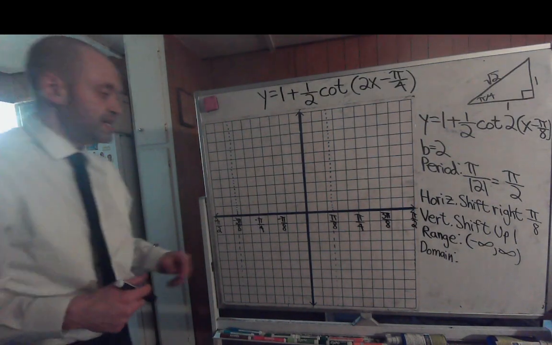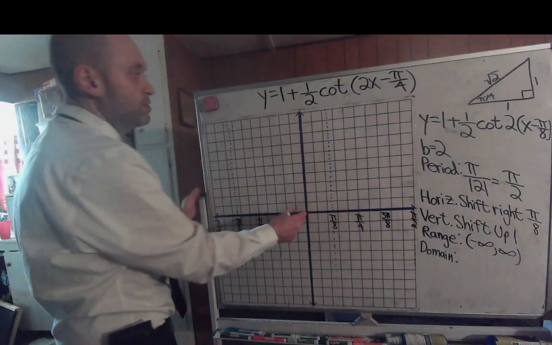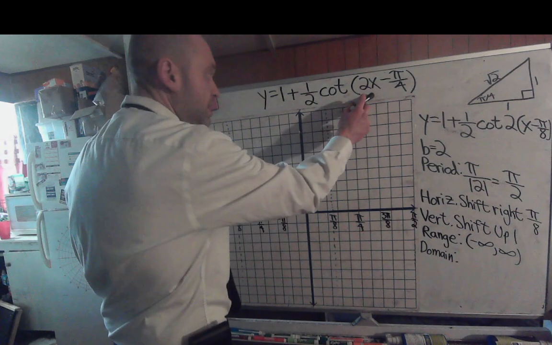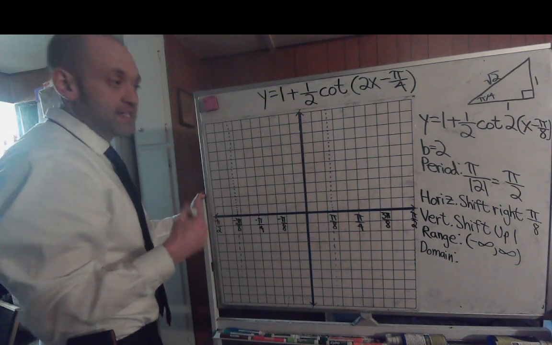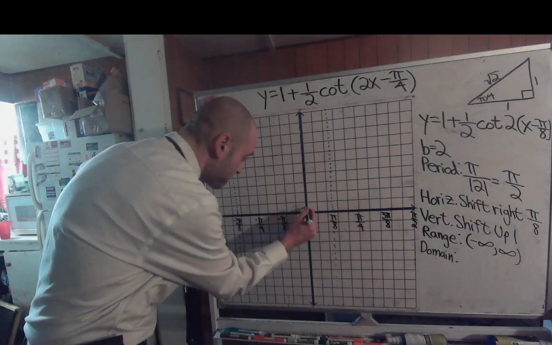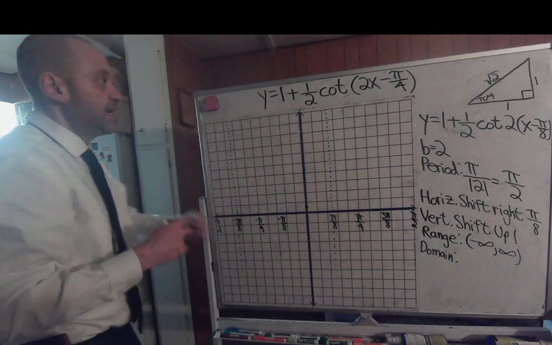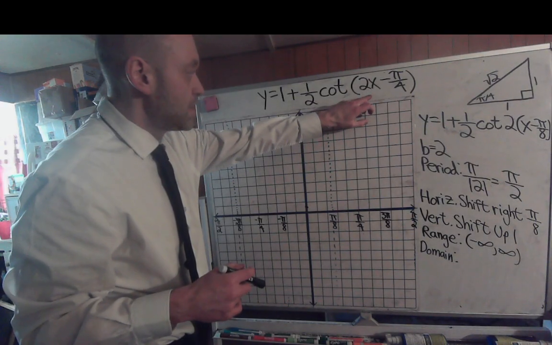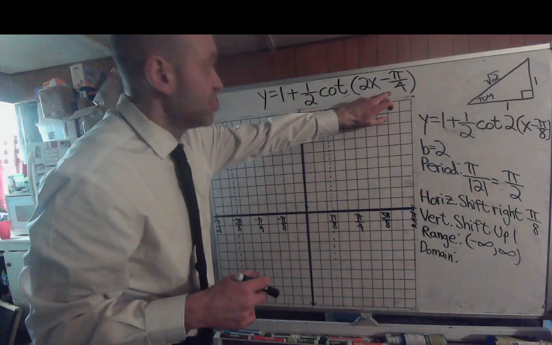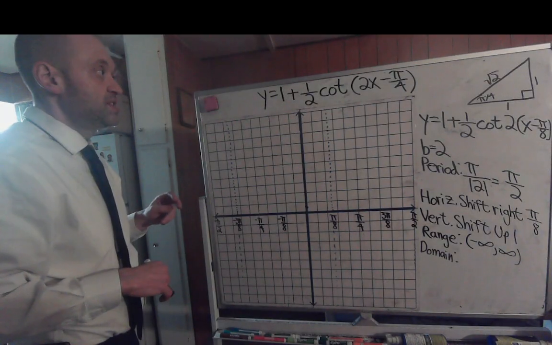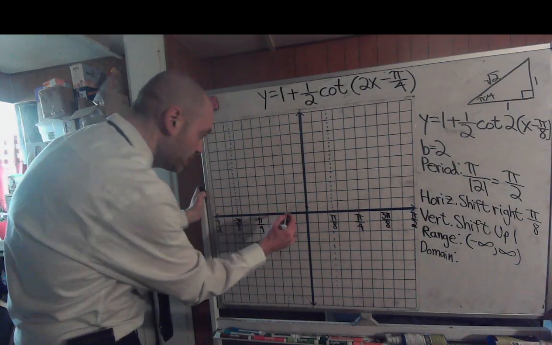Why don't we put in 0 into the cotangent? So take 0, you'll get the cotangent of negative pi over 4, which is negative 1 times a half is negative 1/2, plus 1 would give you positive 1/2. Alright, now let's take negative pi over 8. That would give me the cotangent of negative pi over 4 minus pi over 4, that would give me the cotangent of negative pi over 2, which is 0 plus 1 is going to be 1.